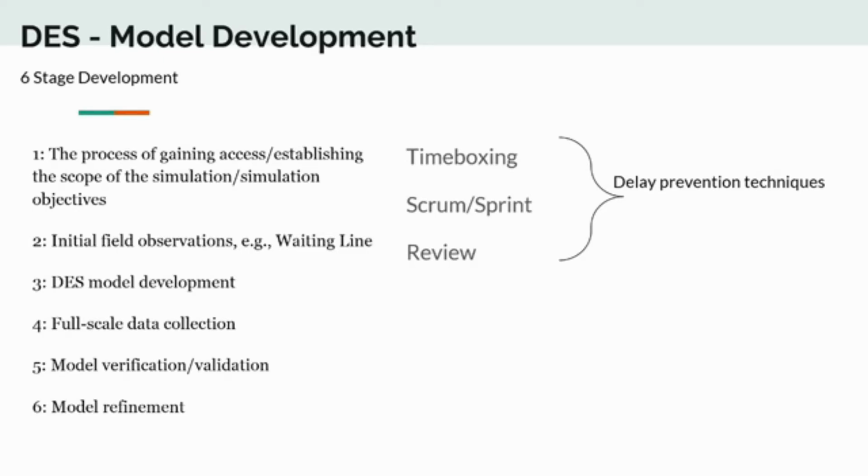Initial field of observation, we need to understand the discipline of the queue. You need to know how many doctors are available and how many nurses are available. This is the third stage, developing the model based on the initial observation, full-scale data collection. These are the last two stages, validation and model refinement. We insert some agile technique.